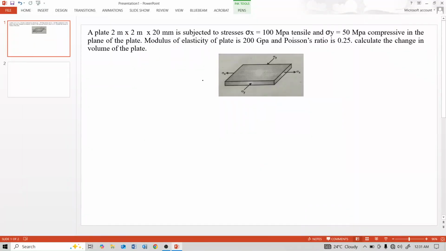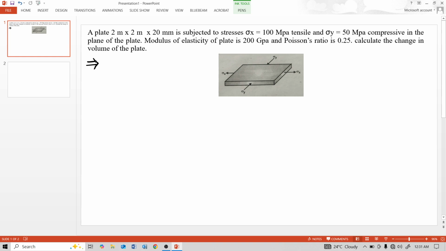In this video, we will see a numerical on biaxial stresses. A plate 2 meter by 2 meter by 20 mm is subjected to stresses sigma x equal to 100 MPa tensile and sigma y equal to 50 MPa compressive in the plane of the plate. Modulus of elasticity of the plate is 200 GPa and Poisson's ratio is 0.25. Calculate the change in volume of the plate.